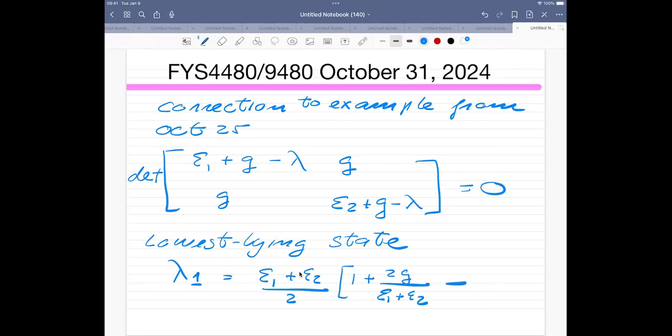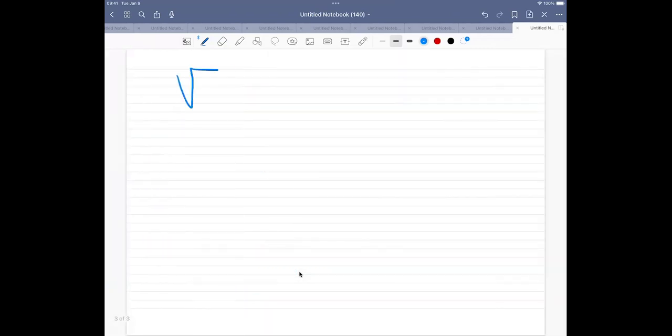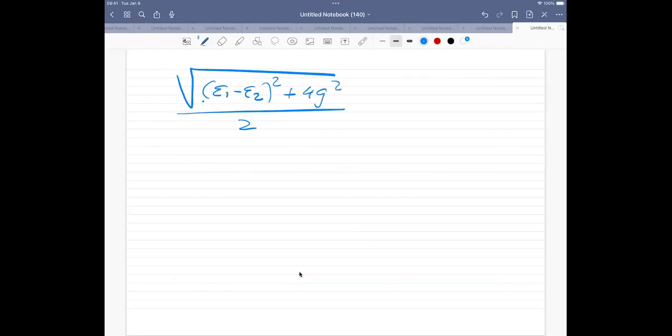And then in that root, I actually had mixed the plus and a minus sign, because this is given by an epsilon 1 minus epsilon 2 squared. And this is divided by 2. And then it had a minus 4g squared, plus 4g squared here. Now, what we did then was simply to Taylor expand this square root.